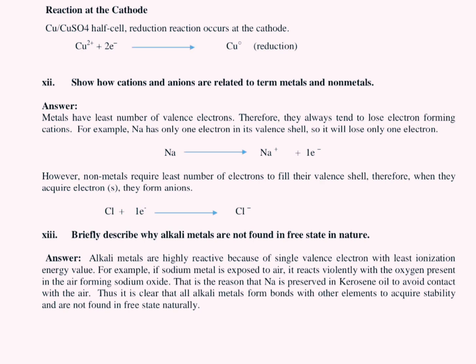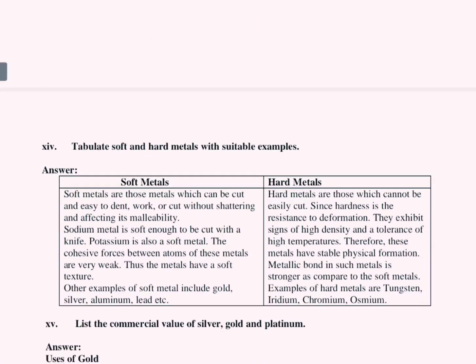Describe briefly why alkali metals are not found in free state in nature, because alkali metals are so reactive. They have a single valence electron with least ionization energy. Obviously, even if you expose it to air, it reacts violently with oxygen. It forms sodium oxide, and that is the real reason that we put sodium in kerosene oil, because we need to avoid contact with the air. And all metals have an ability to react, and they usually attain stability by reacting with other elements, and so are not available in free state.